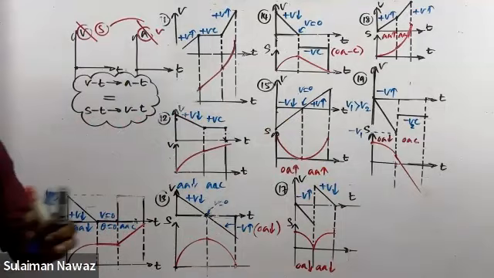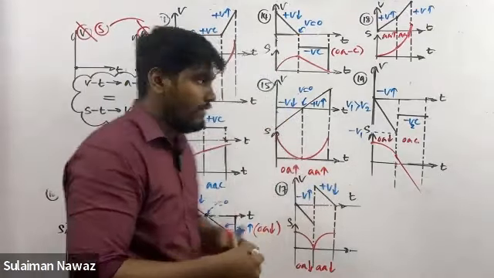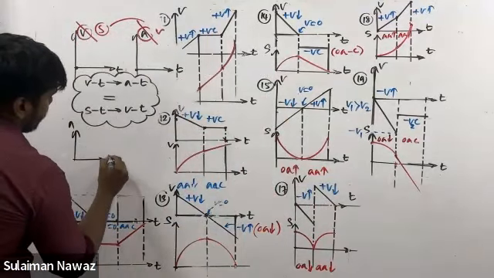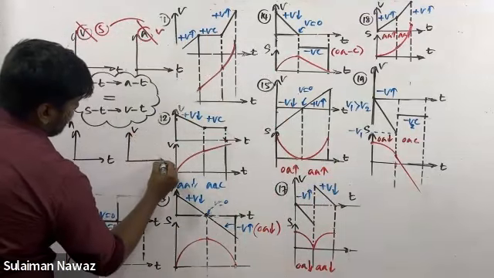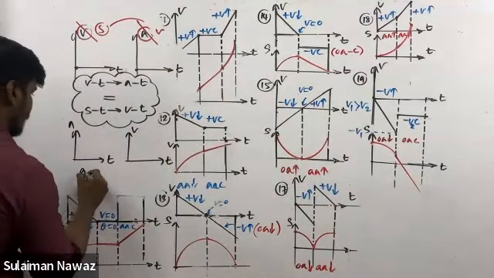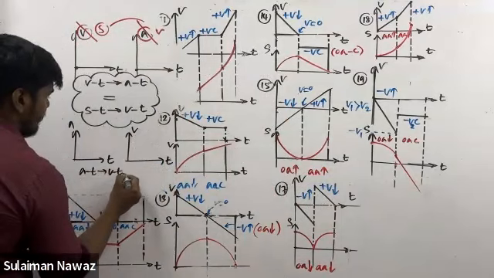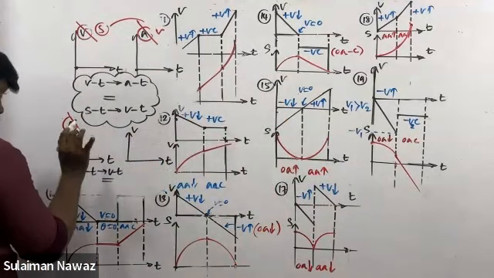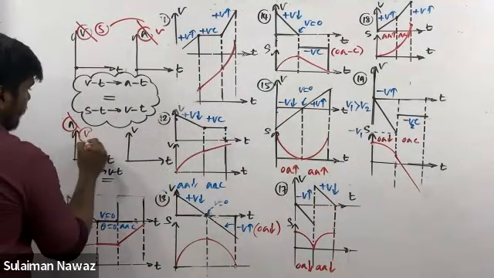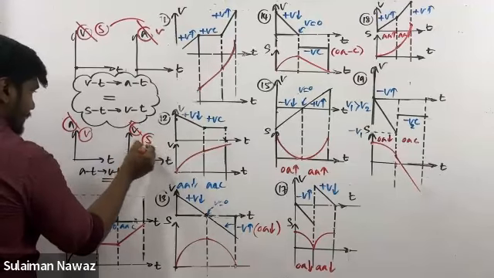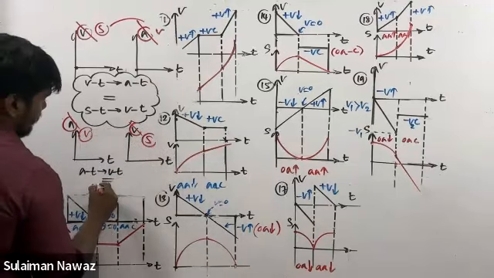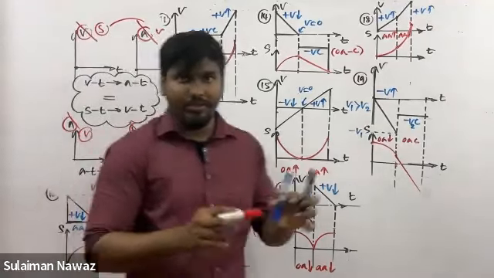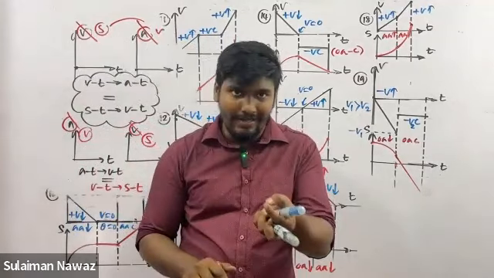Next, suppose you want to convert AT to VT. Converting AT to VT is exactly equal to thinking of the AT graph as your VT graph. Assume A as your V, and assume your V as S, then it seems like converting VT to ST. That's the logic. It's a small logic, you can understand.